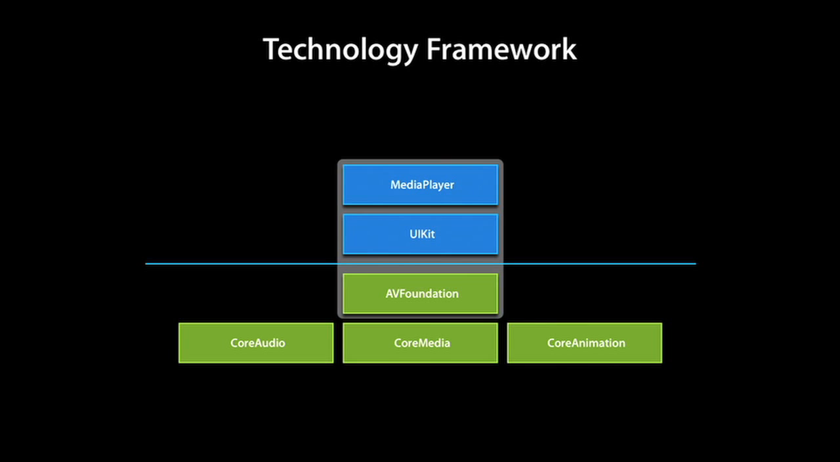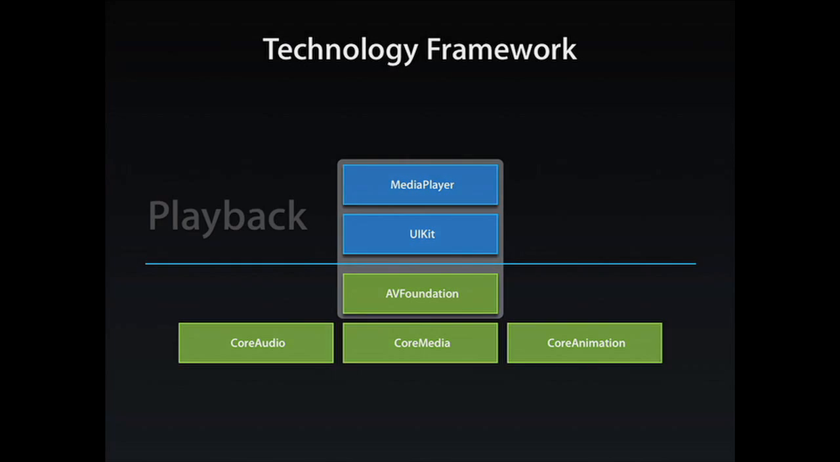AV Foundation is another very large framework. It was introduced in iOS 4.0, and it's what you need to use if you're going to do more advanced things with video. In the diagram, you'll see that I've mentioned several other frameworks below AV Foundation: Core Audio, Core Media, Core Animation. I won't be talking in detail about those frameworks, but I wanted to give you a sense that AV Foundation is built on a lot of other technologies. So these three frameworks on the top, Media Player, UIKit, and AV Foundation, is what we're going to talk about. First, let's talk about playback.